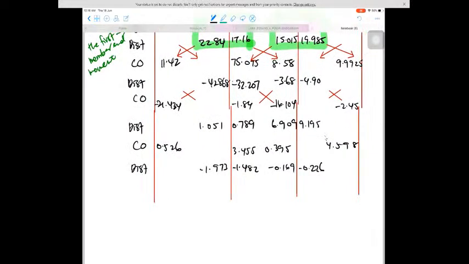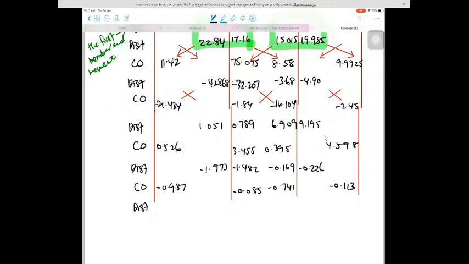Okay, we continue again. Carry over: 1.973 divided by 2, it is negative 0.987. 1.482 divided by 2, negative 0.741. 0.169 divided by 2 is negative 0.085. 0.226 divided by 2 is negative 0.113. Okay, we distribute again.